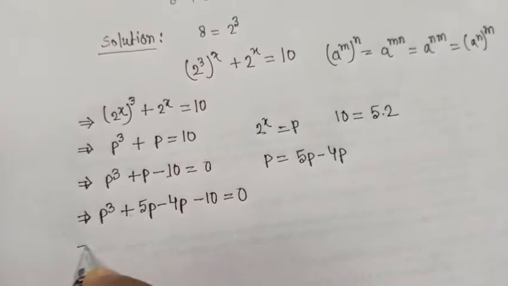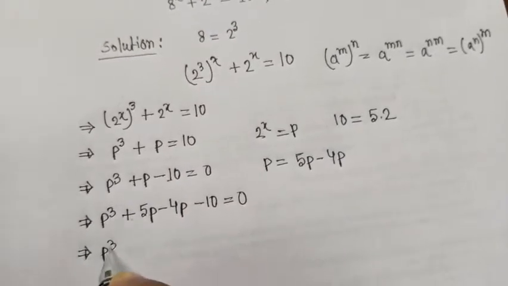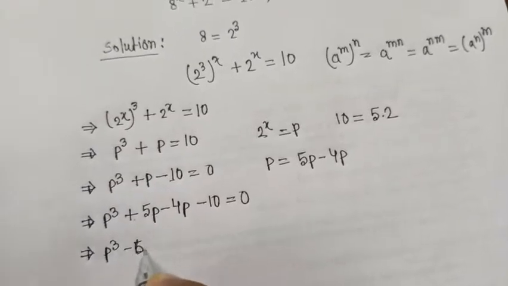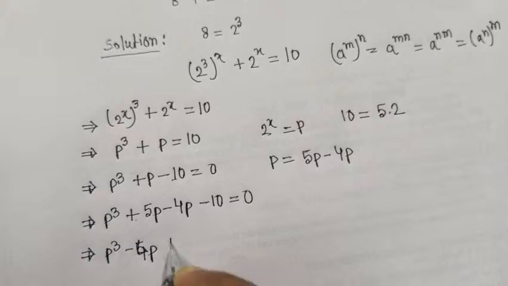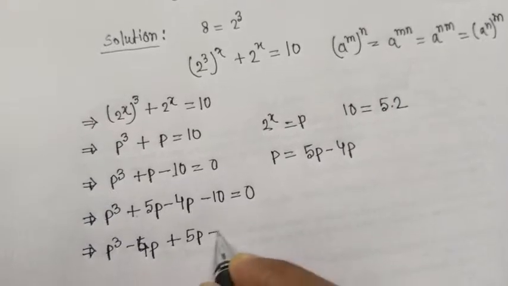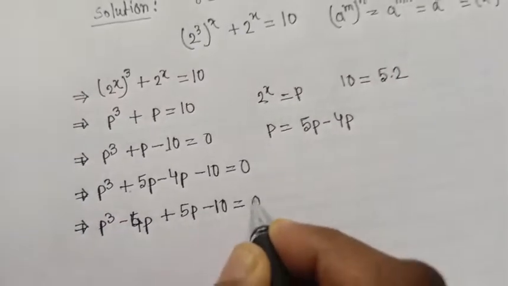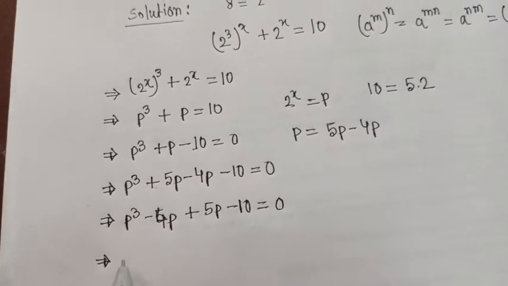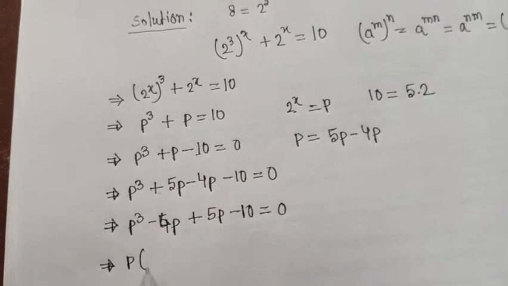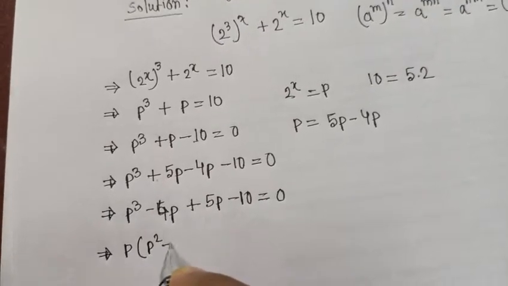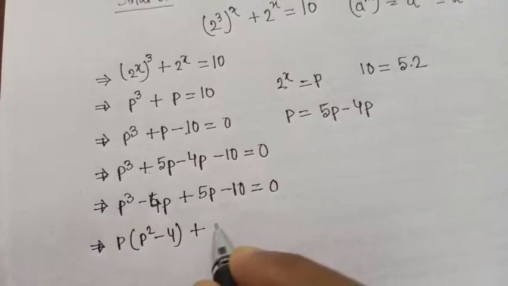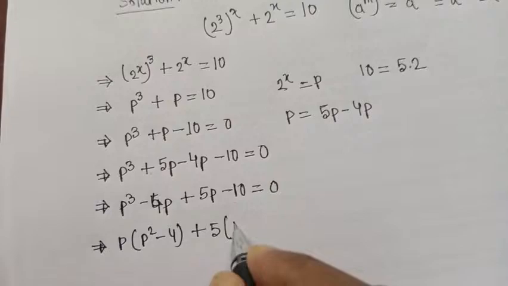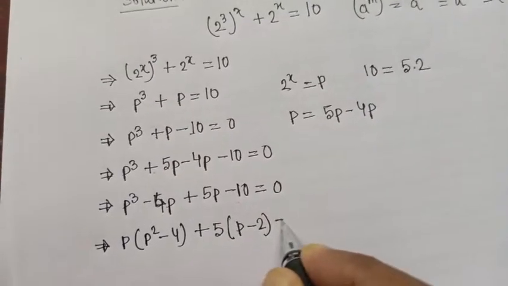Now in the next step we are going to just swap these two numbers, like 4p plus 5p minus 10 equals 0. Now if we take p common, the rest part will be p square minus 4, and if we take 5 common from these two expressions, the rest part will be p minus 2 equals 0.